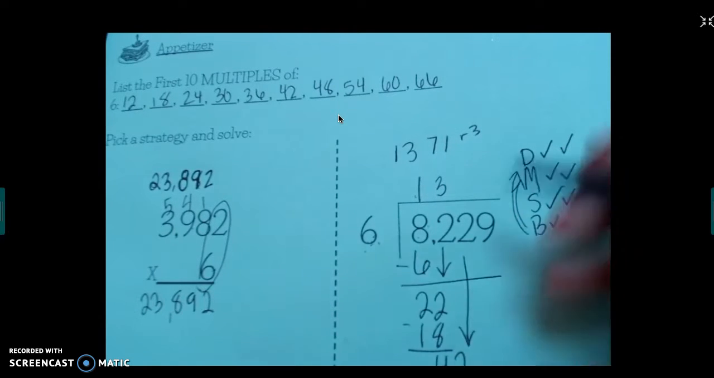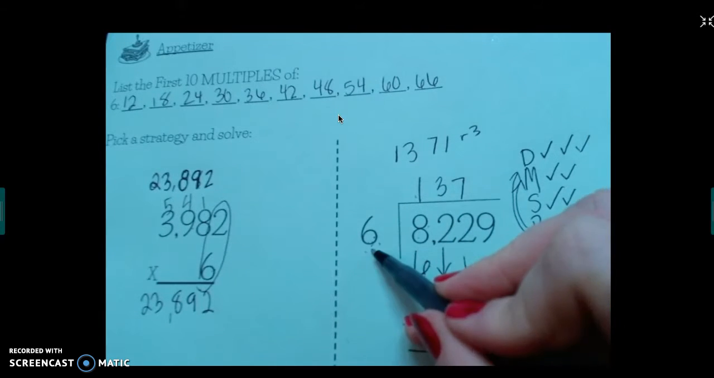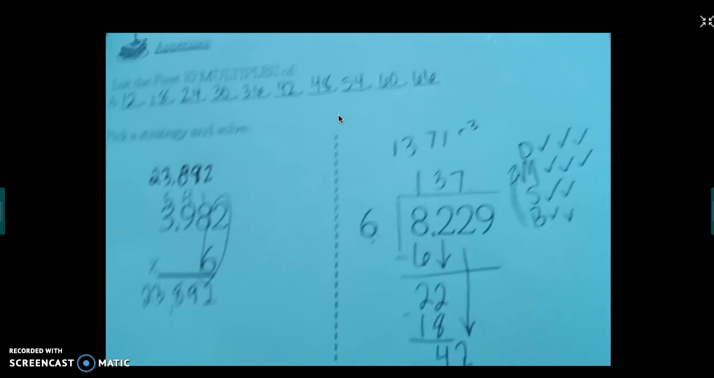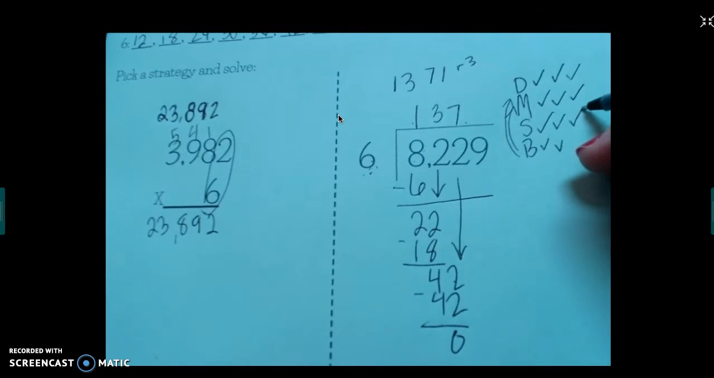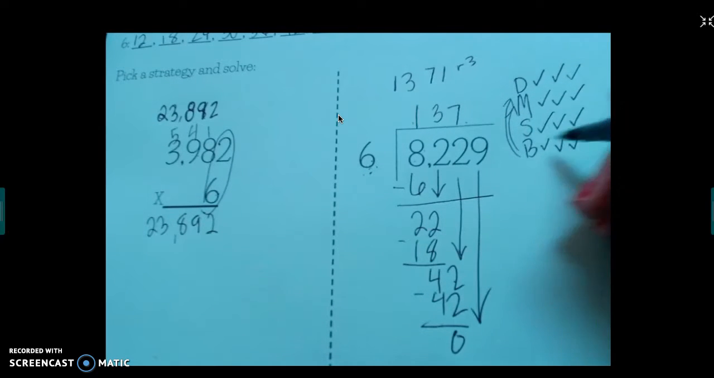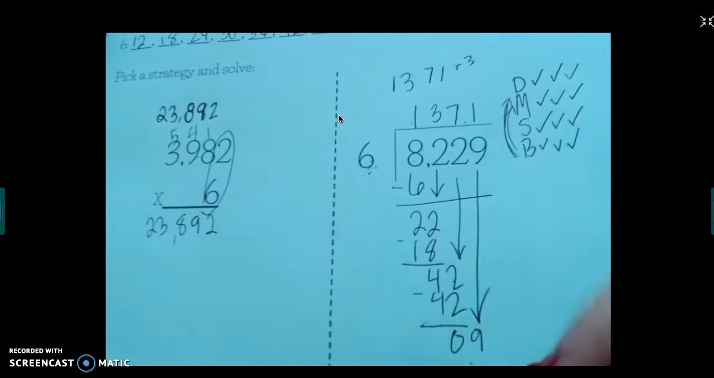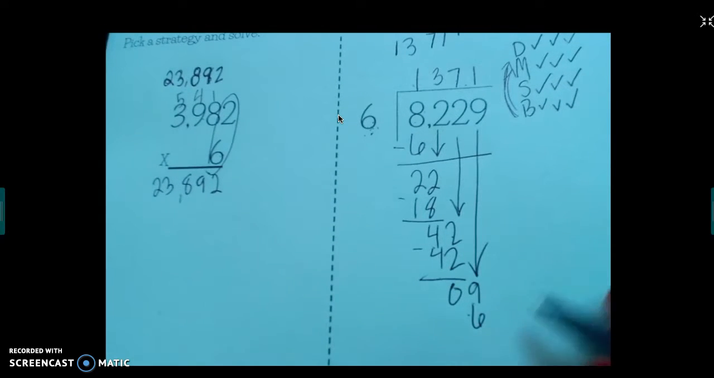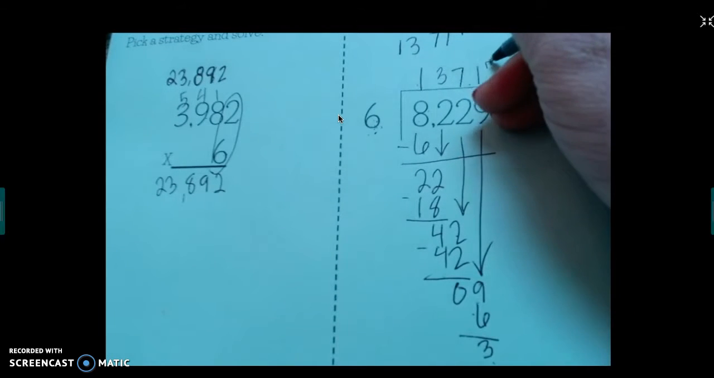Okay. 6 goes into 42 7 times. That was our divide. Then we multiply. 6 times 7 is 42. Then we subtract. 42 minus 42 is 0. Then we bring down the 9. This will be our last time. 6 goes into 9. How many times? 1. 6 times 1 is 6. 9 minus 6 is 3. 6 can't go into 3, so our remainder is 3.